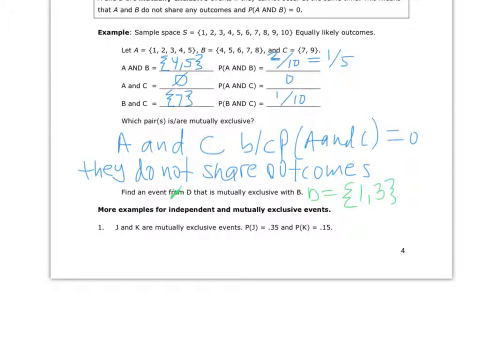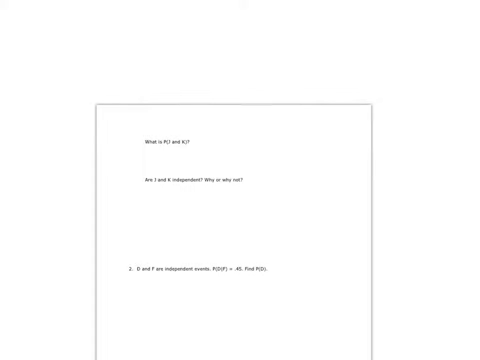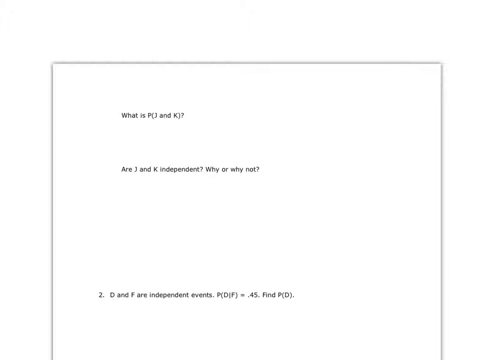Now we're going to look at some other examples having to do with mutually exclusive and independence. Look at this next one. J and K are mutually exclusive. The probability of J is 0.35, the probability of K is 0.15. The first question is on the next page. What is the probability of J and K? Hopefully you're seeing that that is kind of a trick question, because if they're mutually exclusive, that probability is going to be 0.